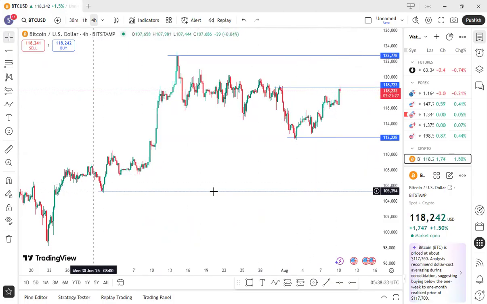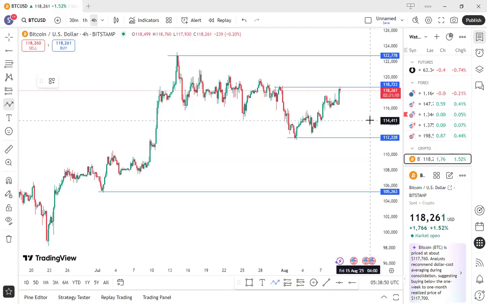This is a zone. If price should break 112, price will have to sell all the way to 105. This is 105. This is 112. This is 118. And this is 122. These are the key zones, and I'm expecting price to react. Like now, price is currently at 118, trying to react.